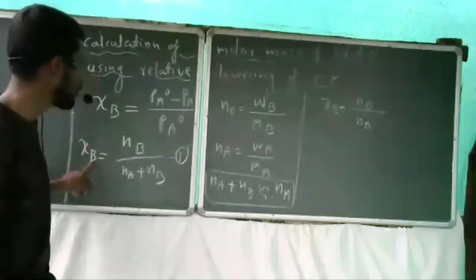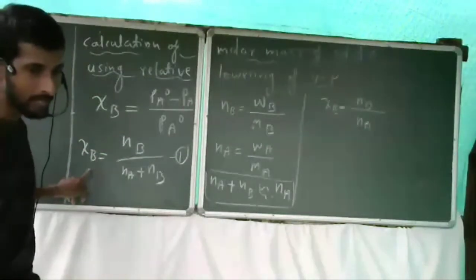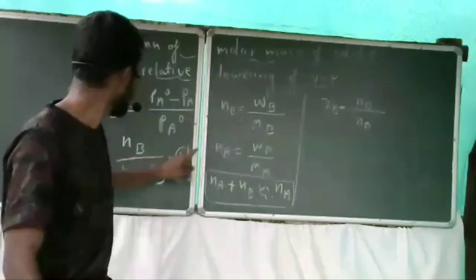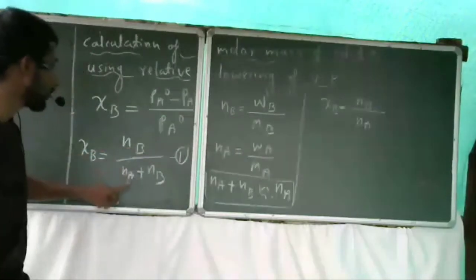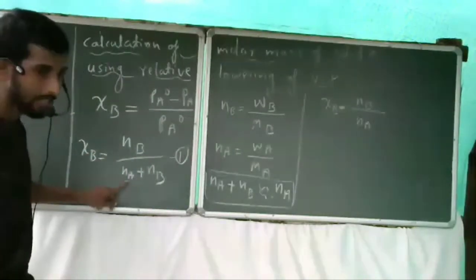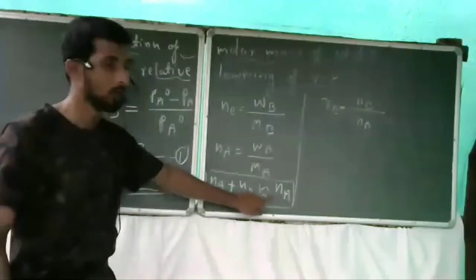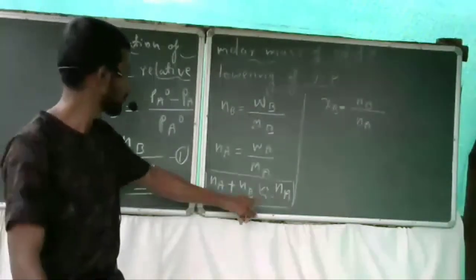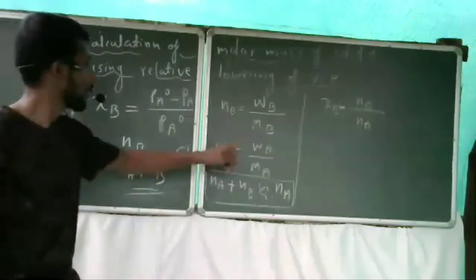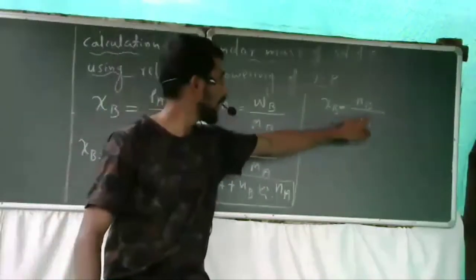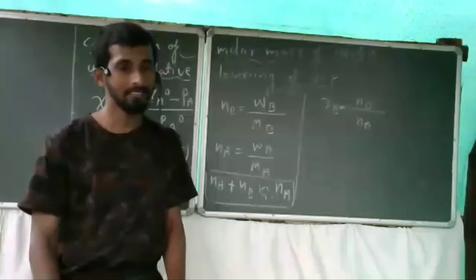Next you have to write what is the meaning of xi b, what is the meaning of Nb and what is the meaning of Na. Then this term Na plus Nb is almost equal to Na. Then substitute these two data here. We are getting xi b equal to Nb divided by Na.